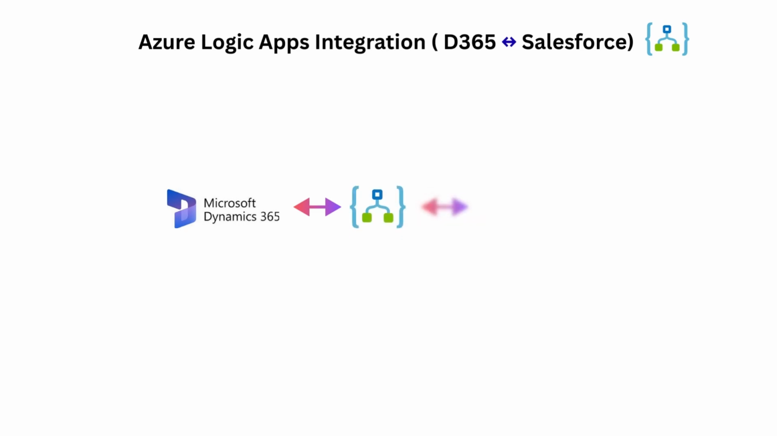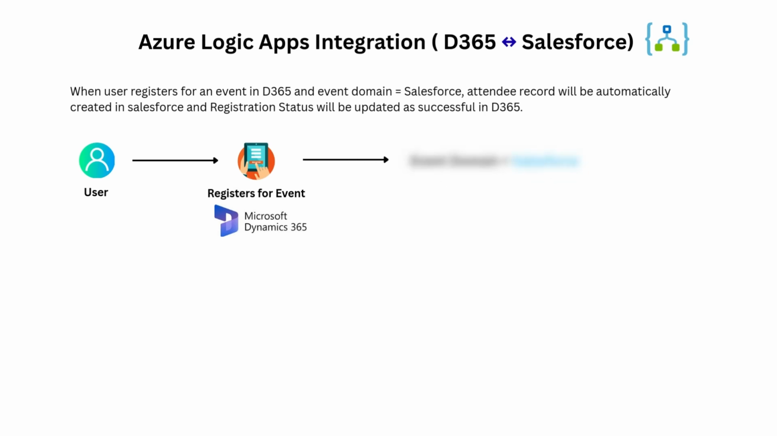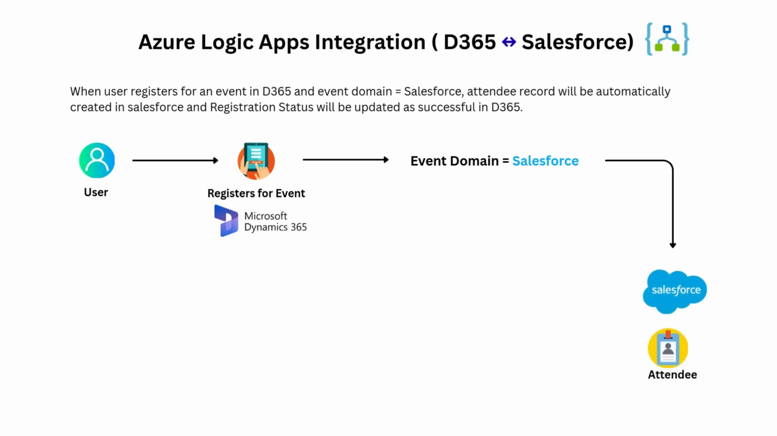So in today's video, we will be integrating Dynamics 365 with Salesforce using Azure Logic Apps with the same event management application example which we used earlier. So the requirement is whenever a user registers for an event in Dynamics 365 and the event domain is Salesforce, automatically an attendee record will be created in Salesforce and then the registration status will be updated as successful in Dynamics. So let's dive into Dynamics to see the working of this example.